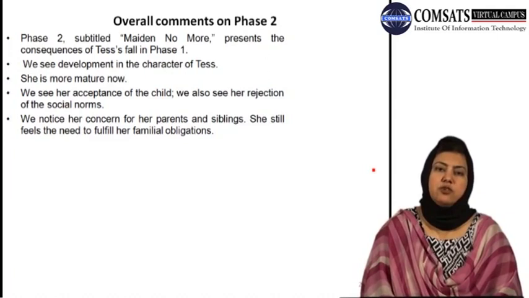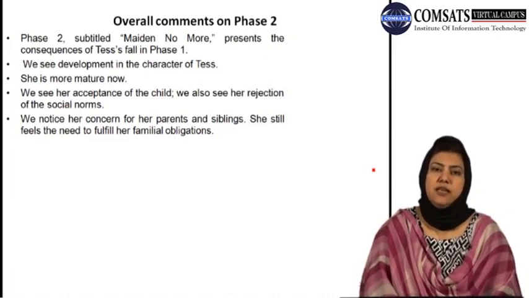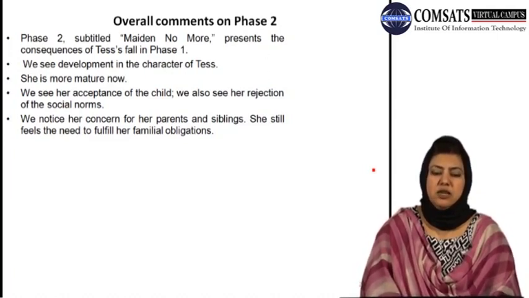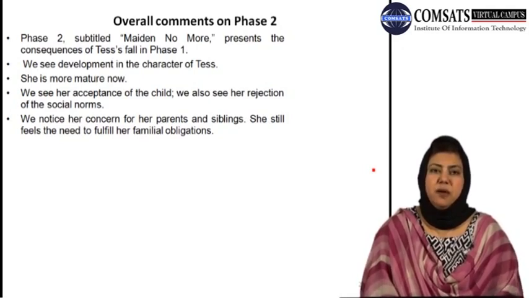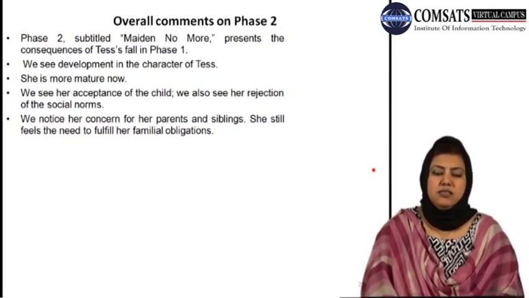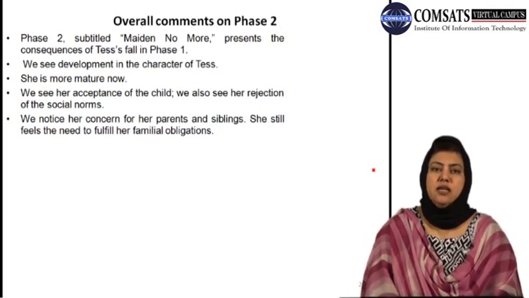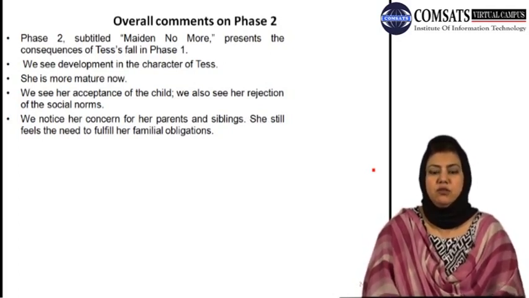We also see her rejection of the social norms, where she herself takes the responsibility of baptizing her child and burying the child in the Christian way. We notice her concern for her parents and siblings. Despite all that has happened, she still feels that she is responsible for her family. She still feels the need to fulfill her familial obligations and to provide some support to the family.